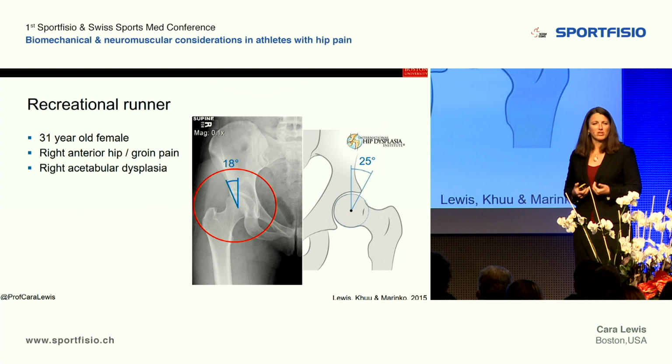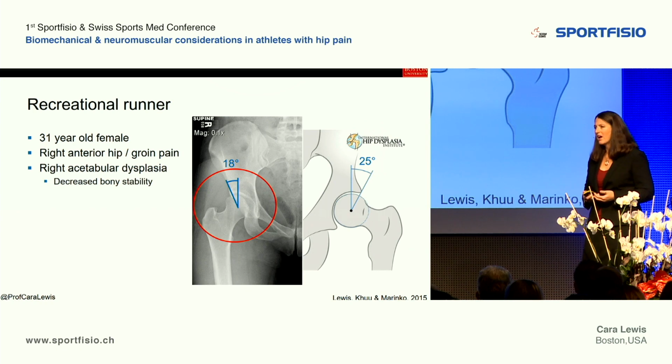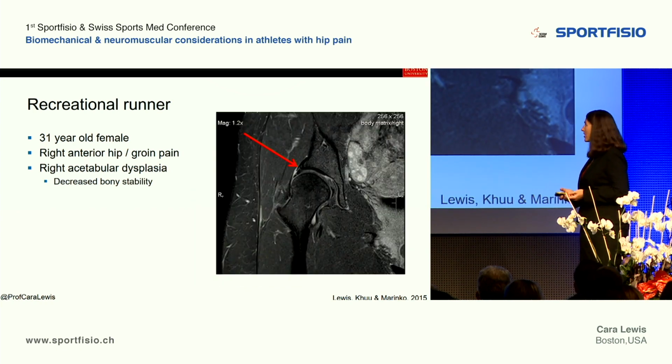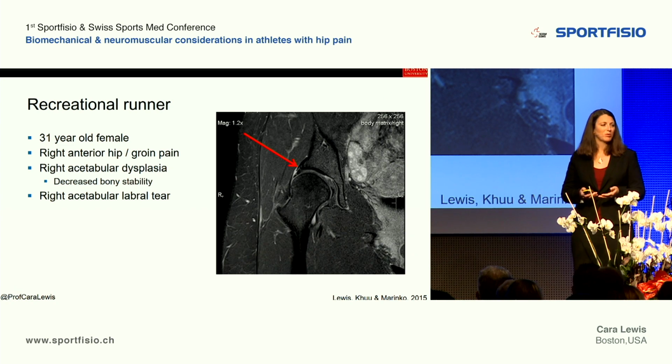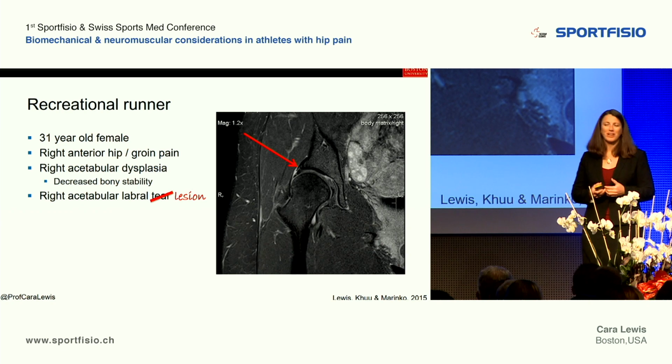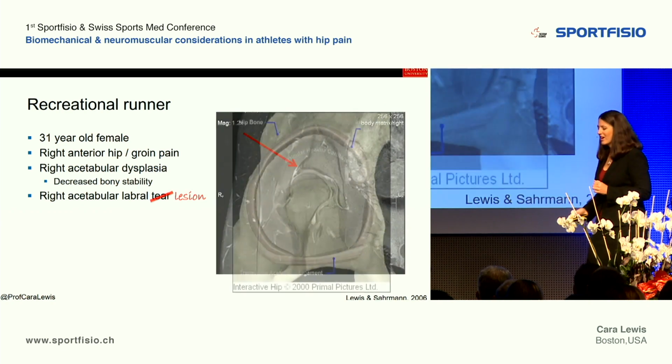And so how do I interpret that? I interpret that as decreased bony stability within that hip joint. And one of the other imaging studies that often is done is an MRI or an MRA. And so what we can see on hers is that she has a right acetabular labral tear, or maybe we should call it a lesion, because maybe it's not really a tear.